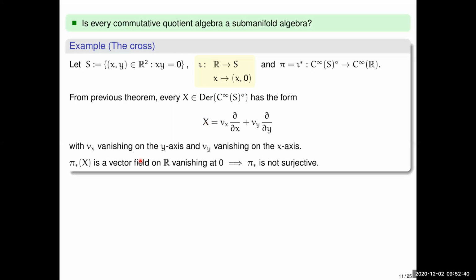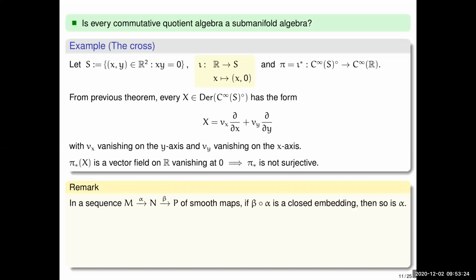You can project a derivation if it is projectable, and realize that any derivation in the image of this pi star should vanish at 0. So it is a vector field on the line vanishing at 0, meaning that in particular pi star is not surjective. So this is an example of a commutative quotient algebra that is not a submanifold algebra. And the trick here is that in the big algebra, we have a double point. We have a set with a double point, and in the subset, the real line that we consider when we do this projection, this double point becomes single, let's say a standard point.